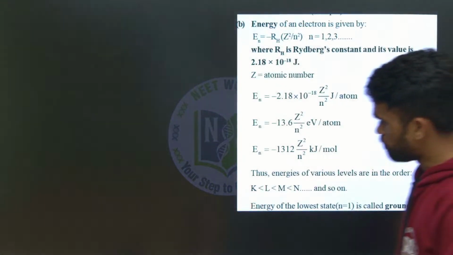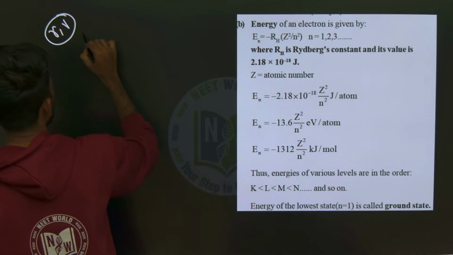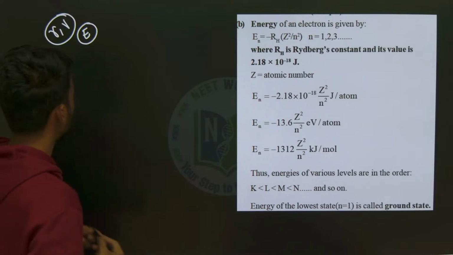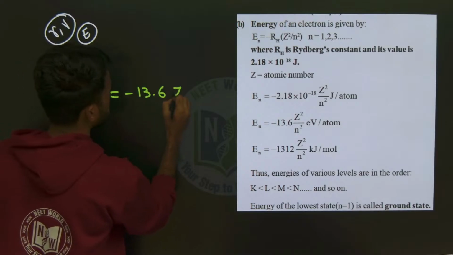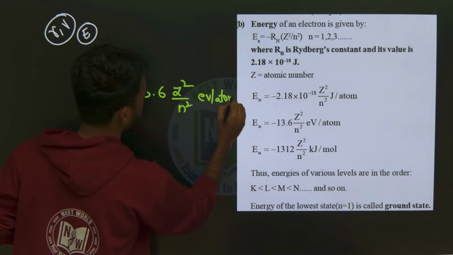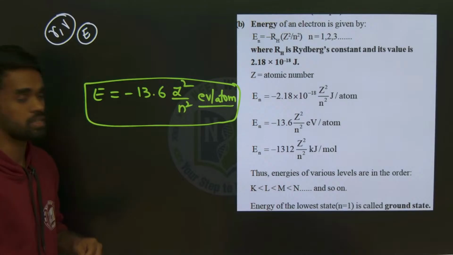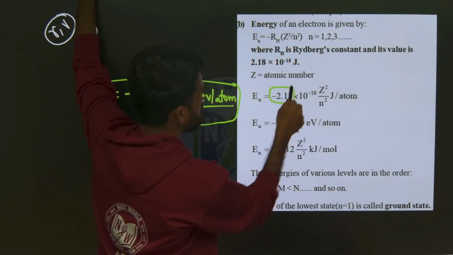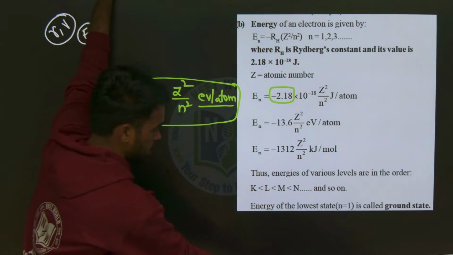Now we have one more. First one is radius, over. The next, velocity, also over. The next we have energy. So now energy, or I can say total energy. Energy is given as minus 13.6 Z square by n square electron volt per atom. This is one important formula. In the same way, with different units, we have different formulas here. Look at this, 2.18, minus 2.18. Why this minus symbol? I will tell you. The minus symbol indicates there is a significance for that.